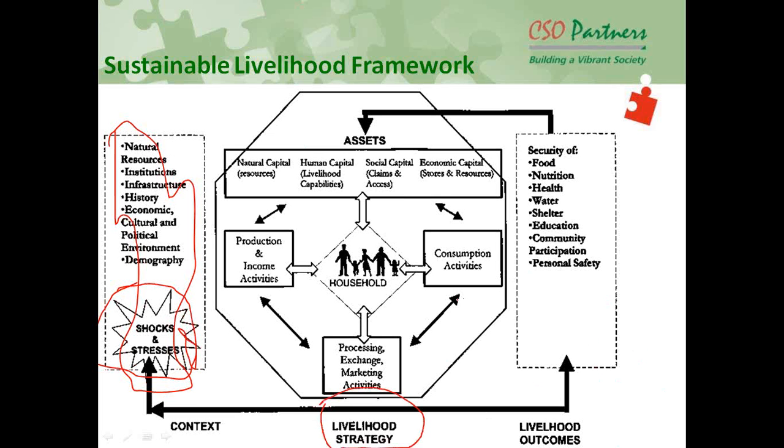And then there are particular livelihood outcomes. So what are the broad outcomes? If you see the right side box, this one, what are the broad outcomes we see? Security of food, nutrition, health, water, shelter, education, community participation, personal safety. So it is not about only income, it is not about only employment, it is about a comprehensive asset to that particular individual or the family or to the community, right? Like food, nutrition, health, water, shelter, education, community.